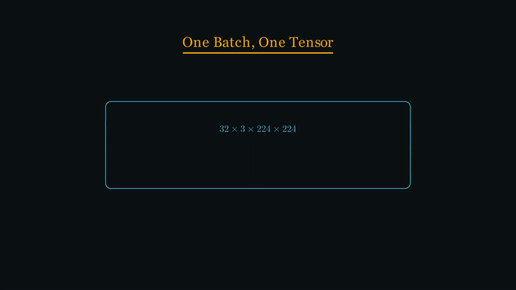In code, that whole batch is just one tensor with that exact shape. You don't loop over each image by hand. PyTorch treats the whole batch as a single object. We'll give this batch tensor a short name in just a moment.